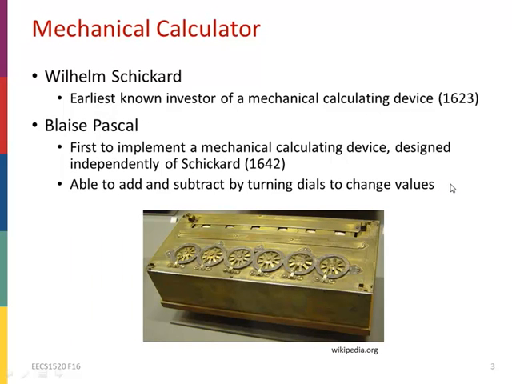We move ahead to the mechanical calculator. What this does is essentially the same thing. We have different digits here. Each wheel is connected to a little display which displays a number. And you can increment or decrement, you can add to or subtract from that value by turning these wheels either clockwise or counterclockwise.